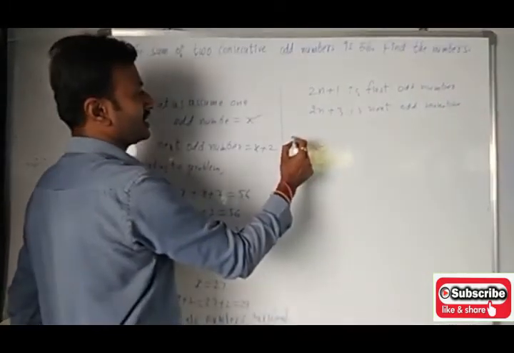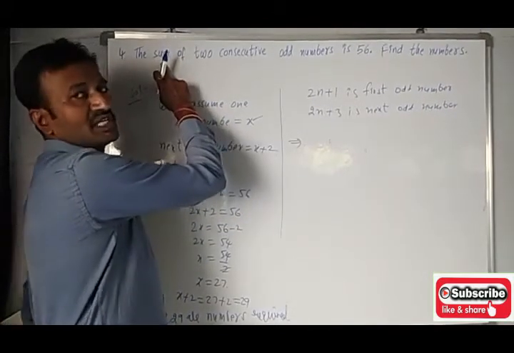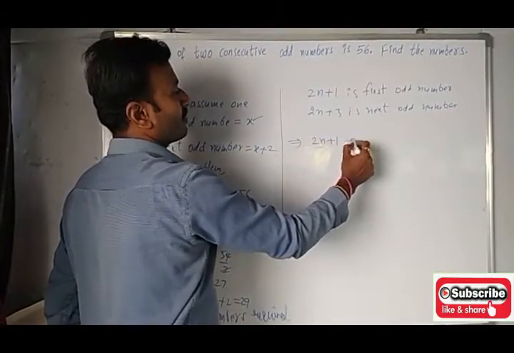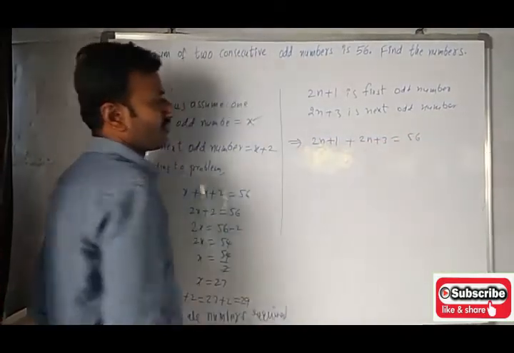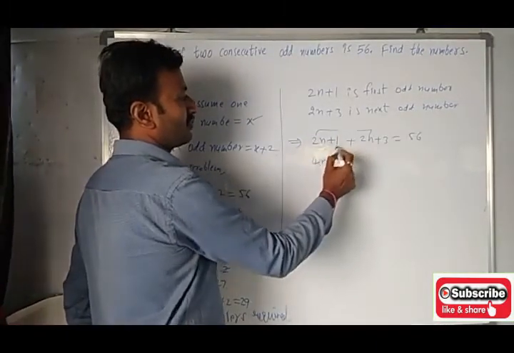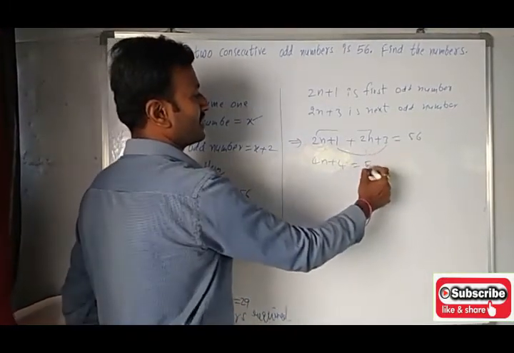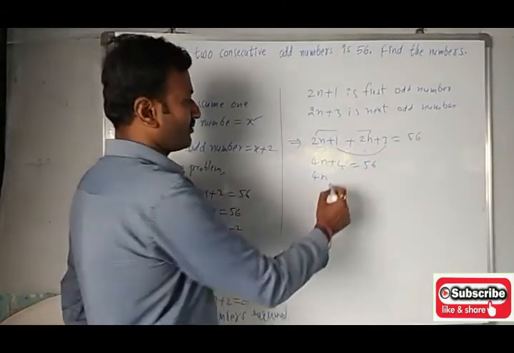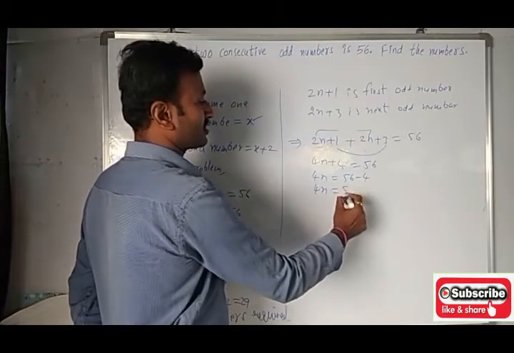According to the condition, what is the sum? 56. So these two numbers sum: 2n plus 1 plus 2n plus 3 is equal to 56. Now 2n plus 2n is 4n, and 1 plus 3 is 4, so 4n plus 4 is equal to 56. So 4n, transposing 4 to the right-hand side, 56 minus 4, 4n is equal to 52.